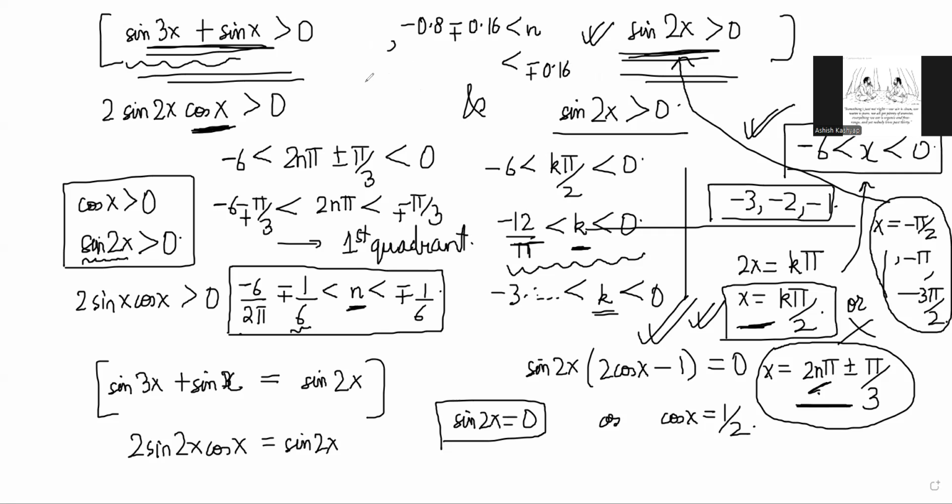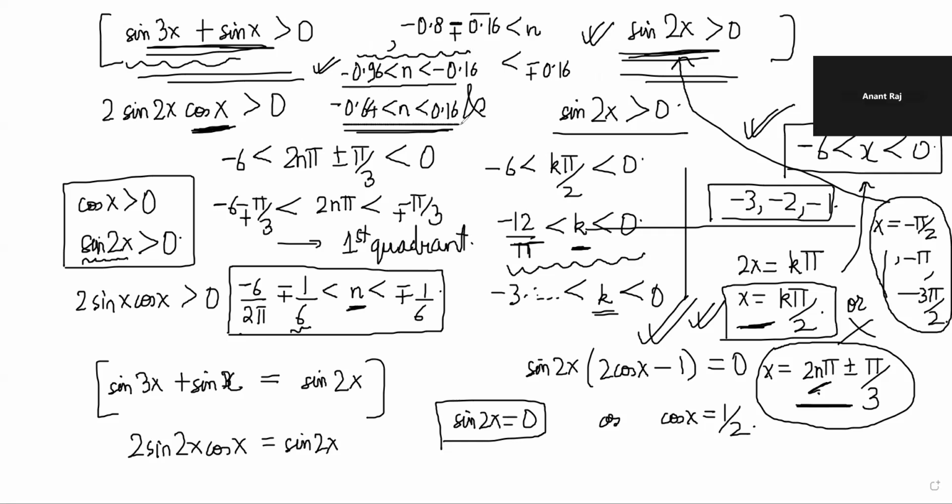So when you take the minus situation, you get minus 0.96 less than n less than minus 0.16. When you take the plus situation, you get minus 0.64 less than n less than 0.16, right? I'm taking two cases, one case with minus sign here, one case with plus sign. I'm getting two inequalities. Notice that here you are not getting any integer, but here we are getting an integer, n is 0. So one integer value we are getting, n is 0. So x is coming as plus minus pi by 3.